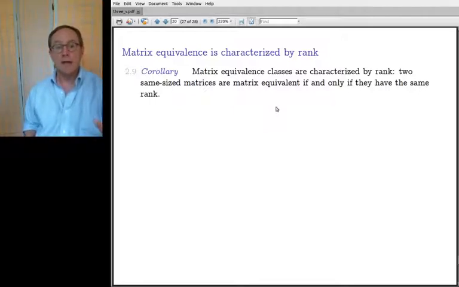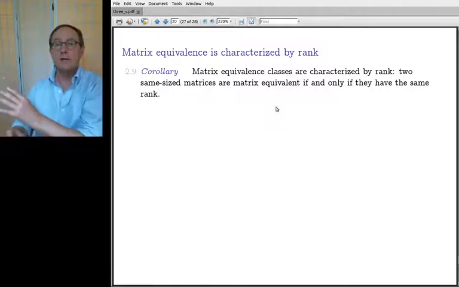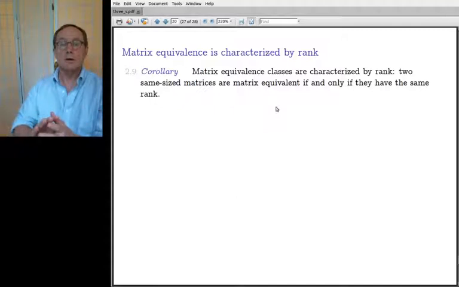So if you have A and B, and they're both 3 by 3 matrices of rank 2, you can bring A to the block partial identity form. You can bring B to the block partial identity form. So you could bring A to B by bringing A to the block partial identity form and then reversing the steps to get to B. So it's a big chunk. Every 3 by 3 matrix of rank 2 is equivalent to the one that we just had on the prior slide.